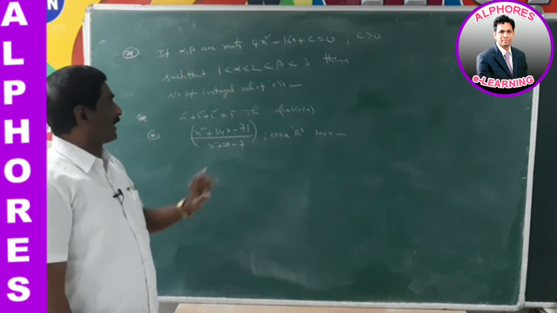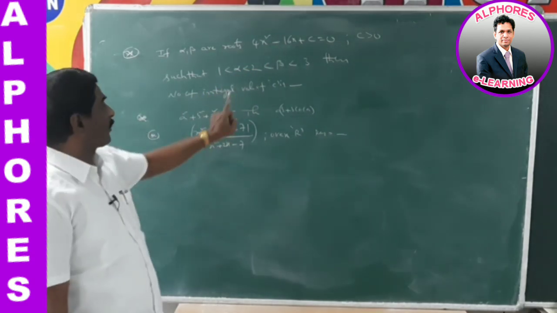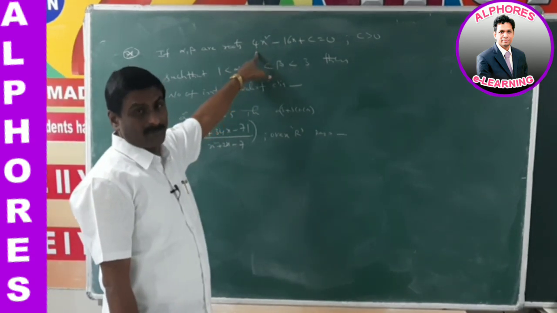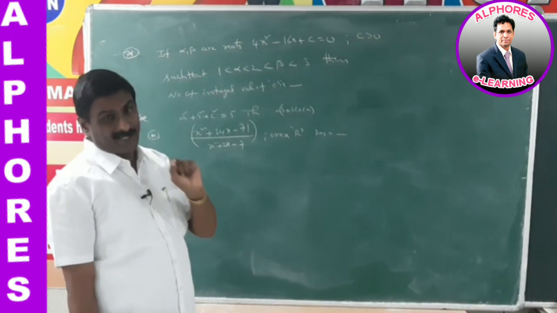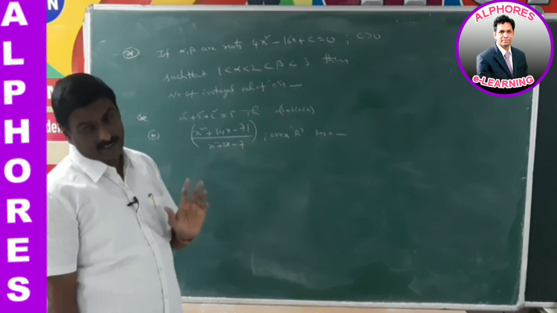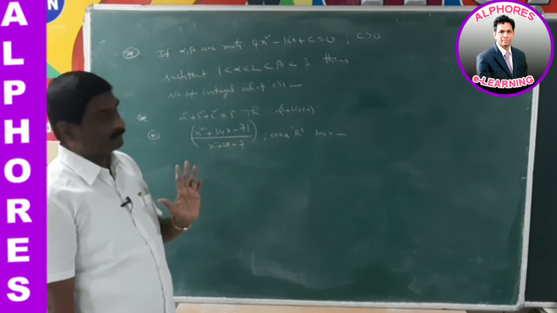In the given quadratic equation 4x² − 16x + c = 0, the leading coefficient a is equal to 4, it is positive. That means the graph is upwards. And c is greater than 0. That means the graph cuts the y-axis at the positive y-axis. Okay. So first we draw the rough diagram.